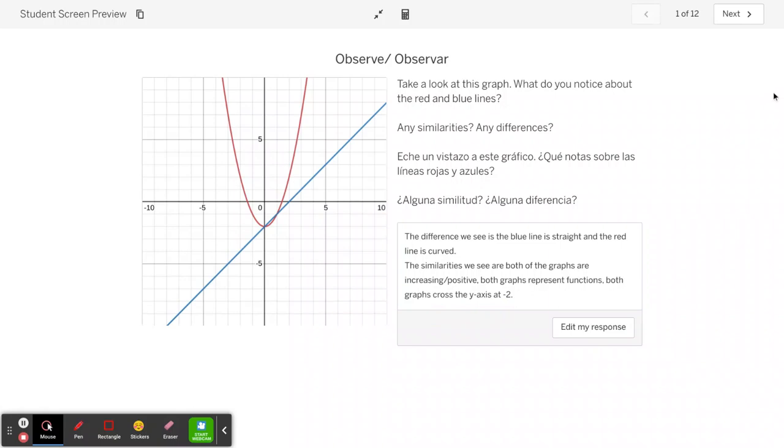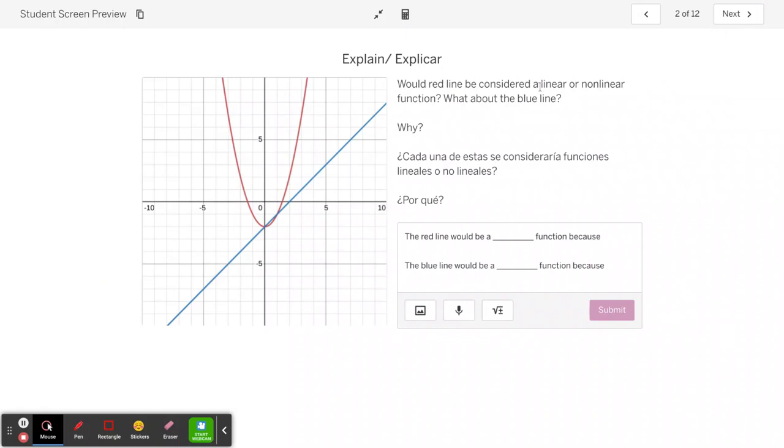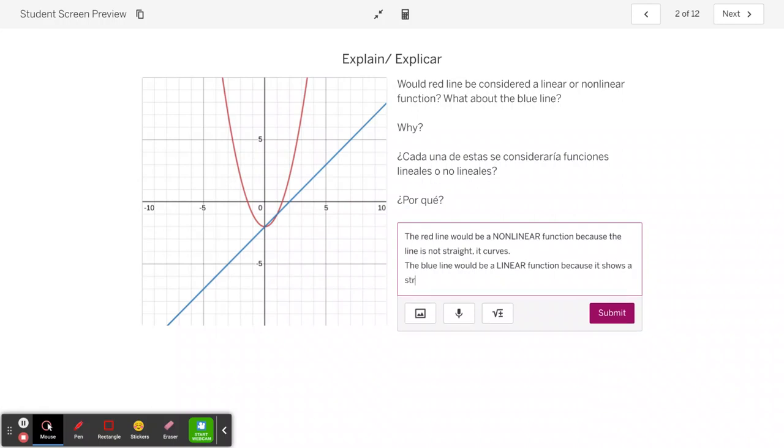Now, when we go over to slide 2, it wants you to specifically use key vocabulary from this unit right here, linear versus nonlinear. The red line, of course, would be what? It's curved, so it would be a, you guessed it, nonlinear function because the line is not straight. It curves. That means the blue line should be linear because it shows a straight line. That is not how you spell line. Sorry.